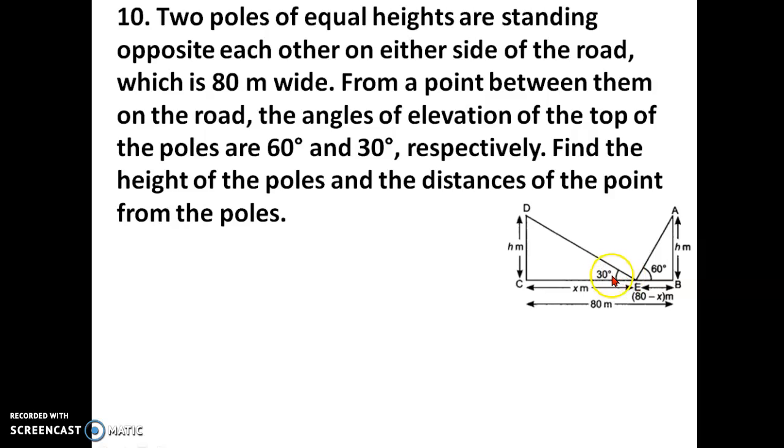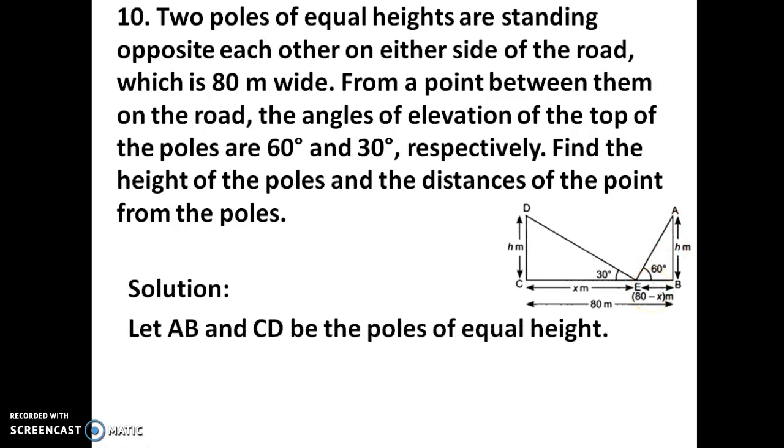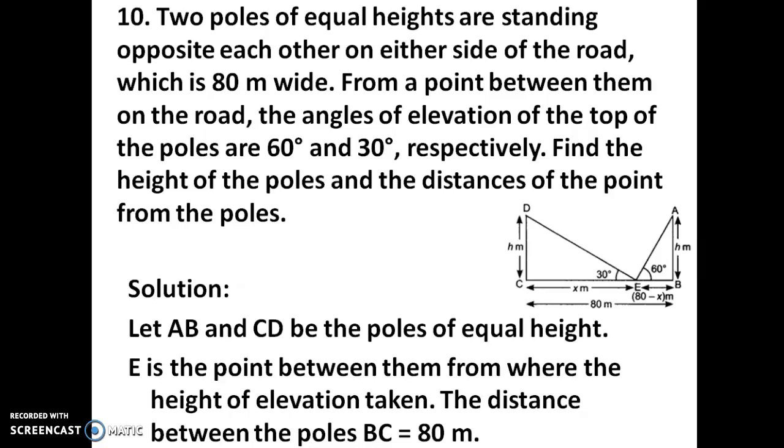Okay, then the angle of elevation is given. So to this pole it is 30 and to this pole it is 60. This is the only given data. So write it: A, B and C, D are the poles and E is the point between them. So the angles of elevation are taken and the distance between the poles is 80 meter.